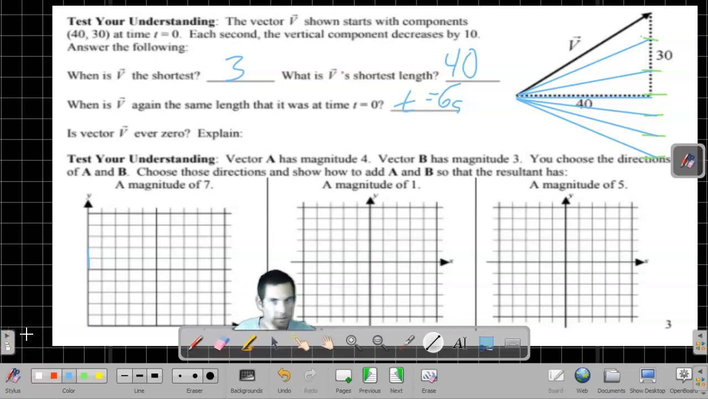All right, next up we've got vector A having magnitude of 4, vector B has a magnitude of 3. Pick the directions and add A and B so the resultant has a magnitude of 7 for the first one. That's easy, right? We should have vector A, 1, 2, 3, 4. There's vector B, 1, 2, 3. If they're in the same direction, then the total resultant is just going to be 7. So this would be the resultant.